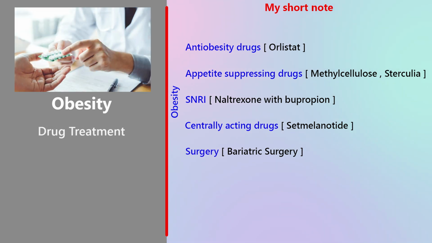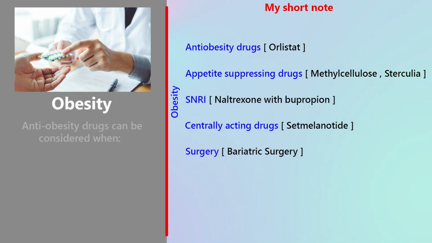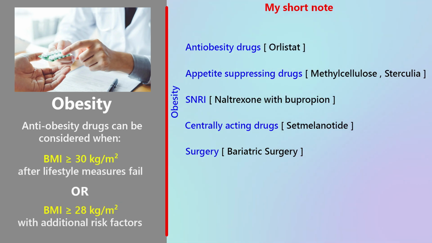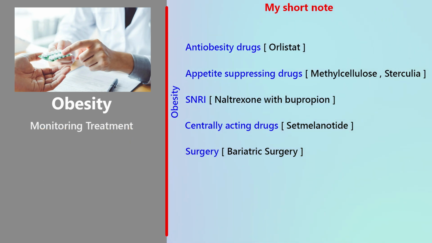Now, what about drug treatment? BNF is very clear here. Drug treatment should never be used alone. Anti-obesity drugs must always be part of an overall weight management plan that includes diet and exercise. Drug treatment can be considered when BMI is 30 kilograms per meter squared or more if lifestyle measures have failed. Alternatively, it can be considered when BMI is 28 kilograms per meter squared or more if the patient has additional risk factors. In some patients, especially the elderly, younger patients, or those with poor dietary intake, vitamin and mineral supplementation may be needed. During treatment, response must be regularly monitored and lifestyle advice must be reinforced continuously.